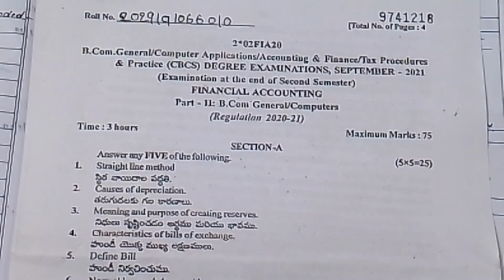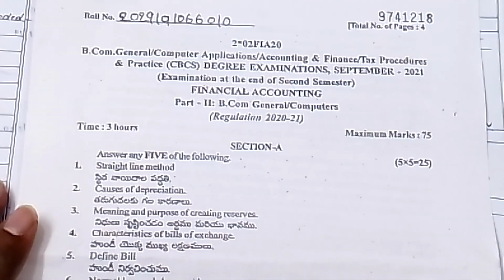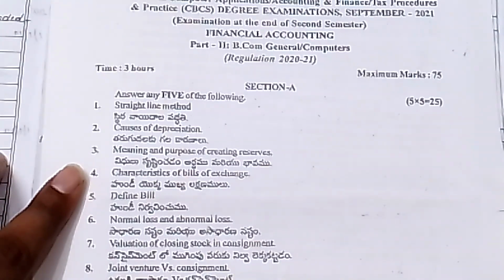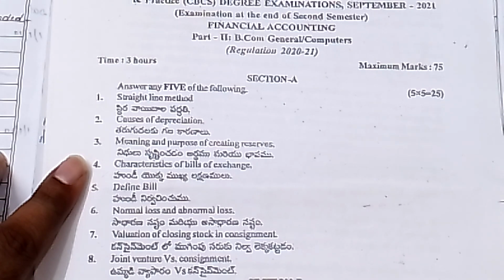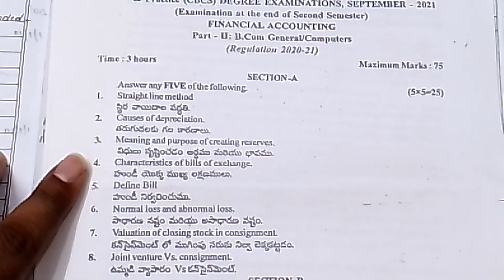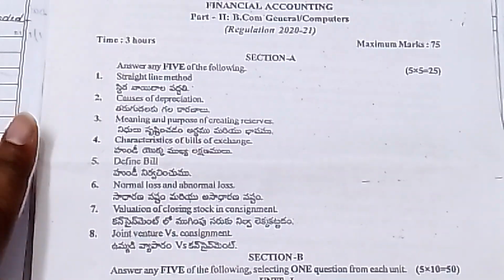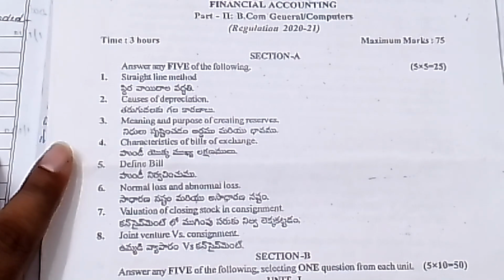Okay, section A: straight line method, causes of depreciation, meaning and purpose of creating reserve, characteristics of bills of exchange, define bill, normal loss and abnormal loss, valuation of closing stock in consignment, joint venture versus consignment, difference between joint venture and consignment. These are the three questions.